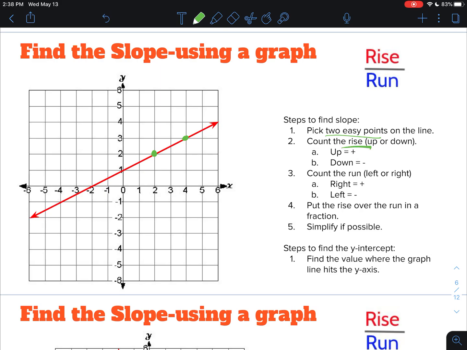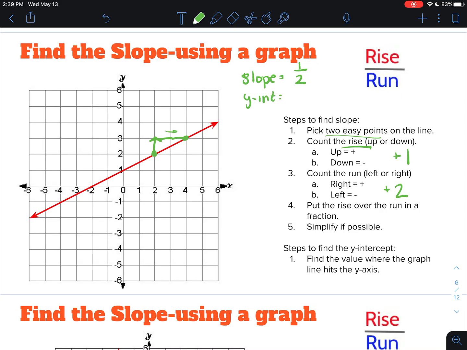Okay. So I always like to start at the left and then go to the right. So we're going to count the rise between those 2 points. So I would go up 1. So that's a positive 1. And then I go 1, 2 to the right. So that would be a positive 2. So I need to put rise over run. So the slope equals rise of 1 over run of 2. So the slope is 1/2.